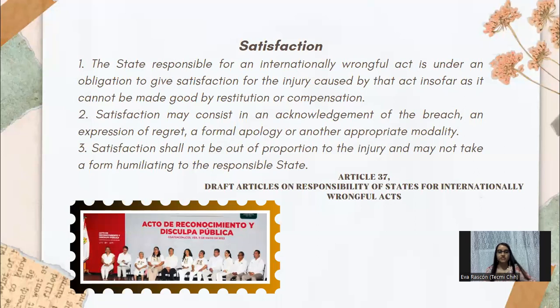And finally, we have satisfaction. This term refers to an acknowledgement of the breach, an expression of regret or formal apology, among others, when the forms mentioned above are not possible. For example, in the forced disappearance of a family, the state is not able to return the family, it is killed. And because it was a family, there is no person able to receive a compensation. So the state can only make a public apology and recognize its responsibility in the crime.